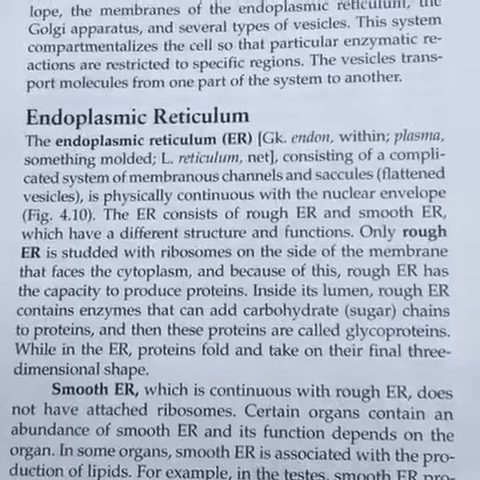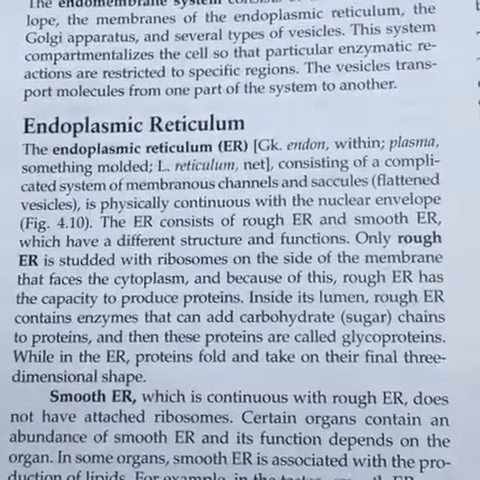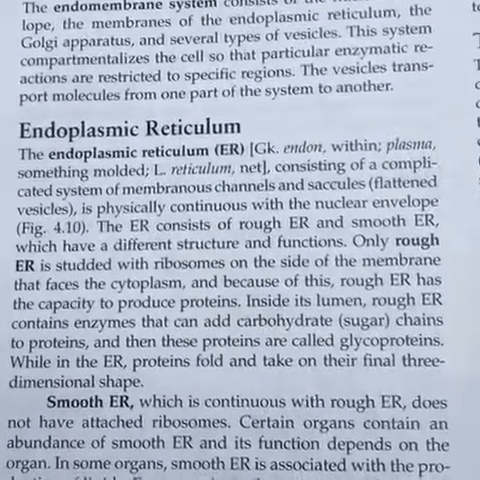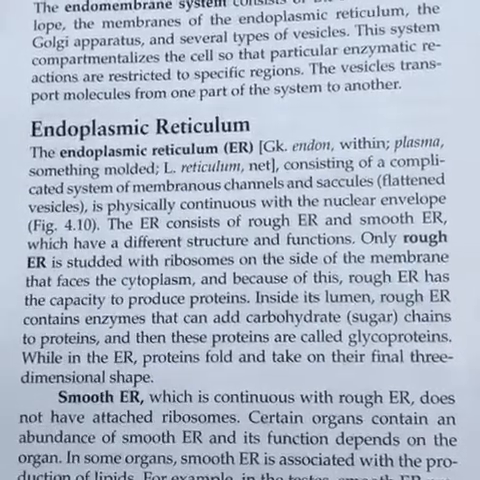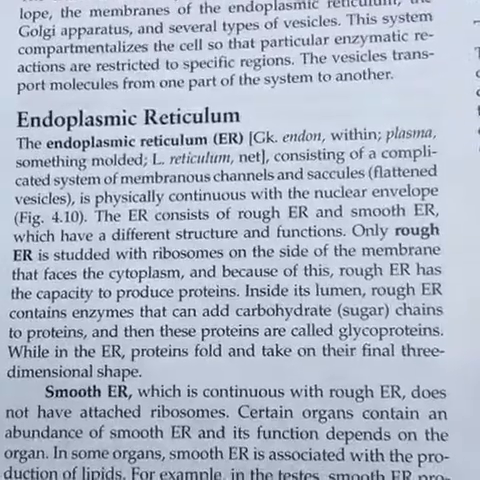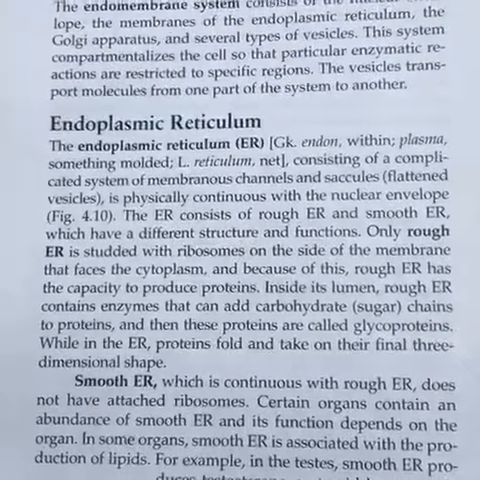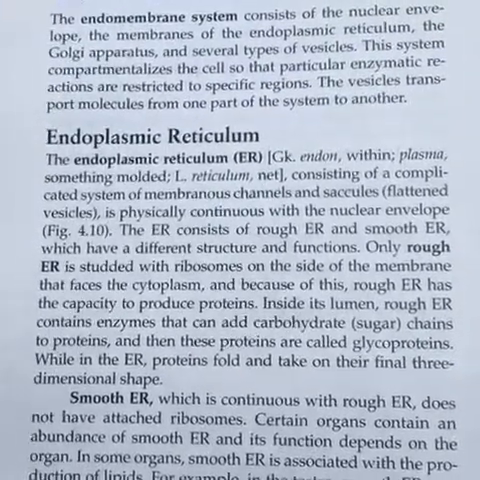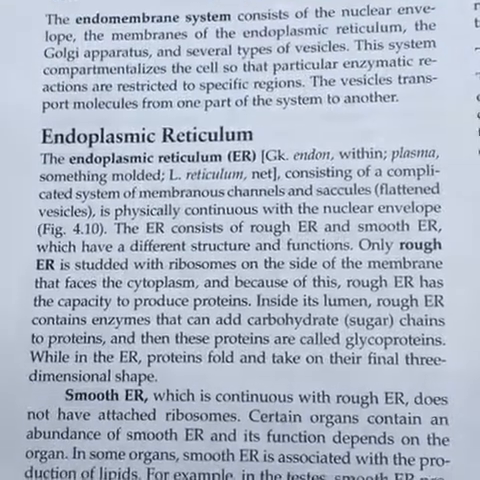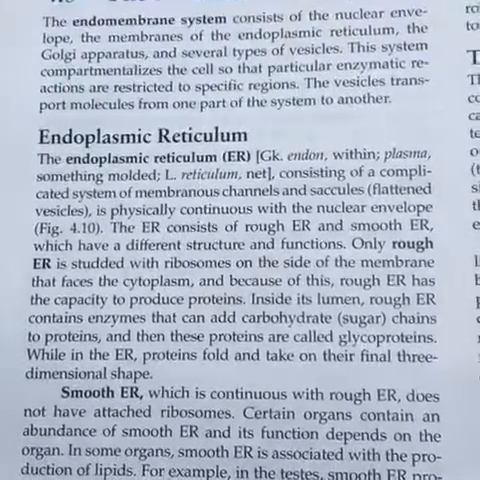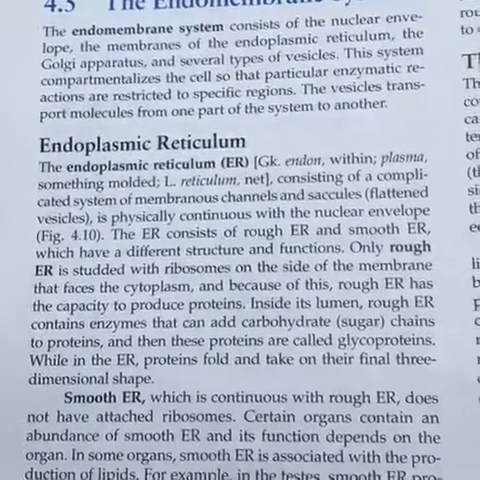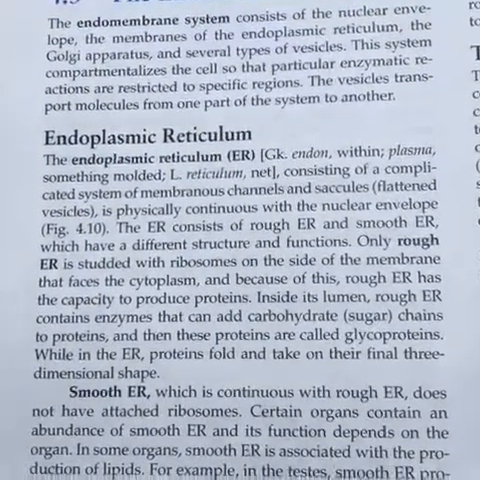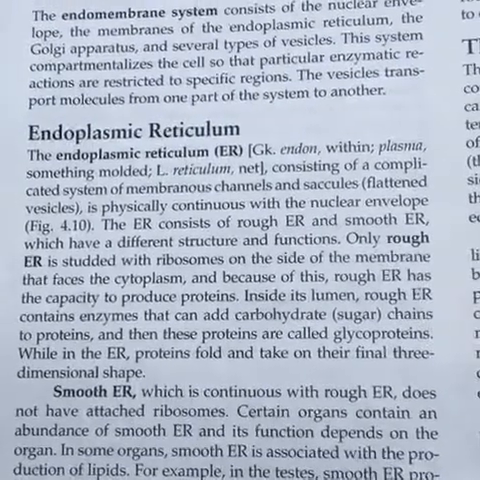The endoplasmic reticulum. The endoplasmic reticulum, ER, consisting of complicated systems of membranous channels and saccules, flattened vesicles, is physically continuous with the nuclear envelope. The ER consists of rough ER and smooth ER, which have different structures and functions. Only rough ER is studded with ribosomes on the side of the membrane that faces the cytoplasm, and because of this, rough ER has the capacity to produce proteins.